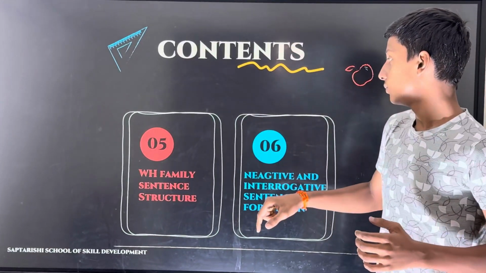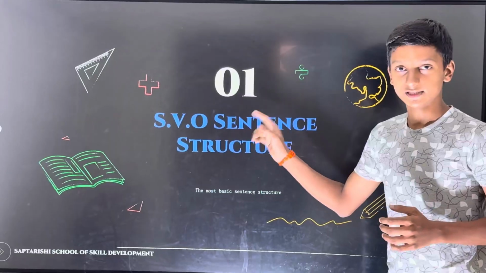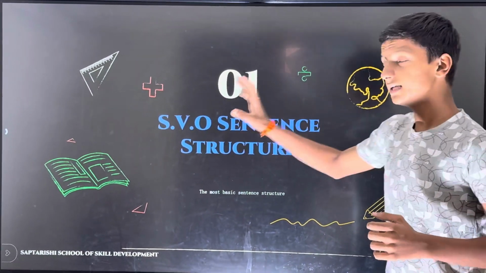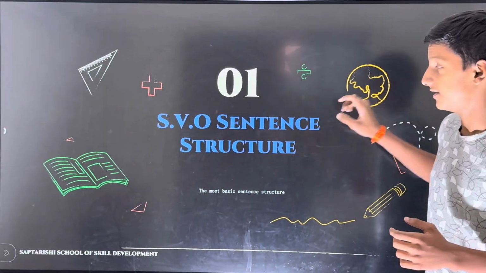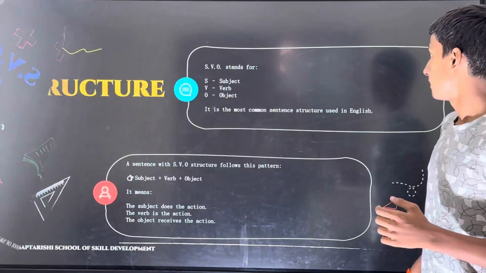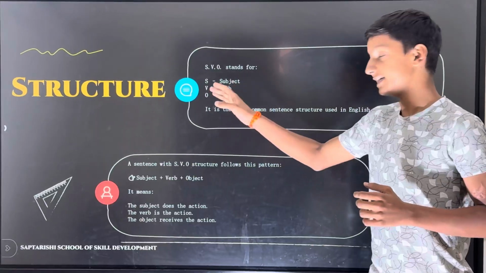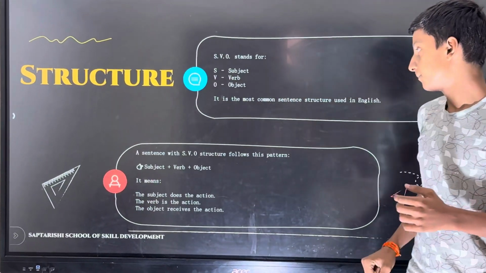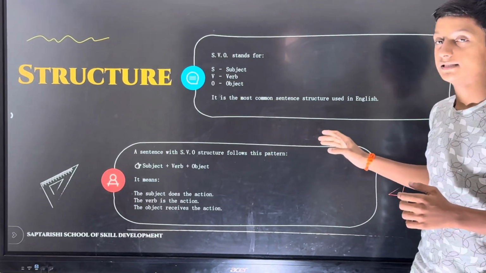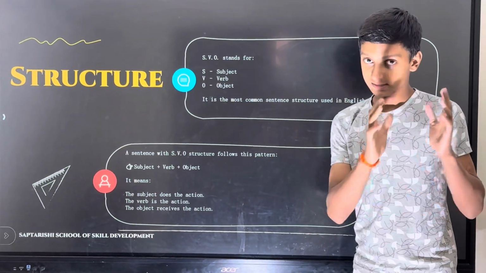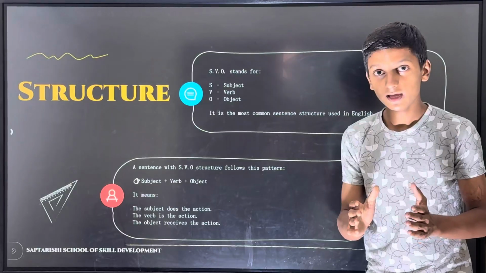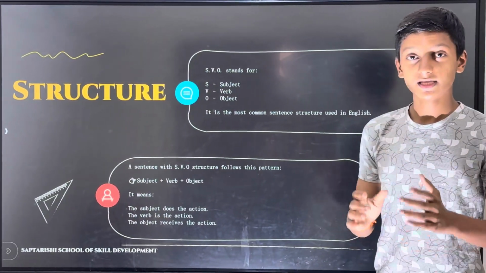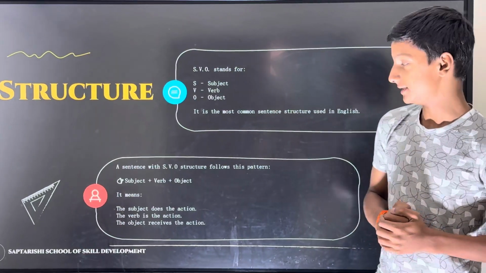Let's begin with our first part, SVO sentence structure. This is the first part we are going to discuss today. Let's see what SVO stands for. SVO stands for S for subject, V for verb, O for object. It is the most common sentence structure used in English. Subject, then the verb, and then the object. This is the most common one, which is used in almost every single sentence.